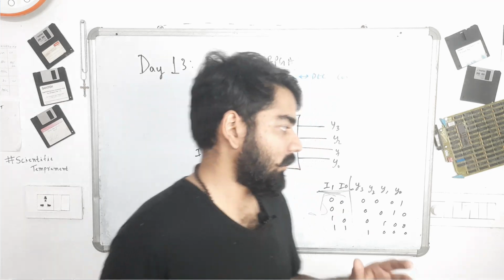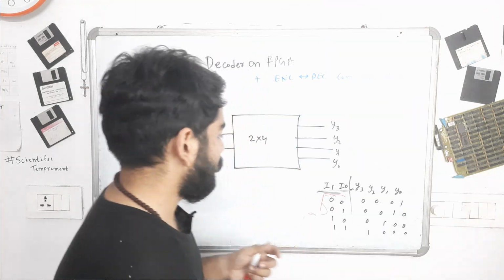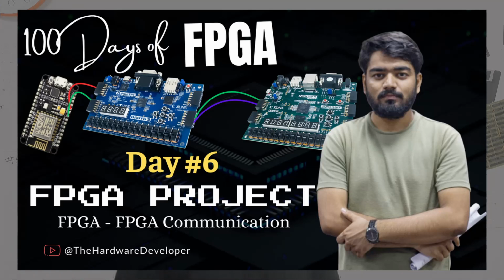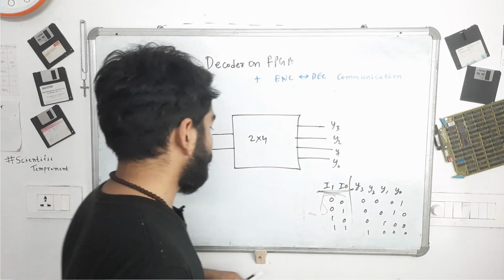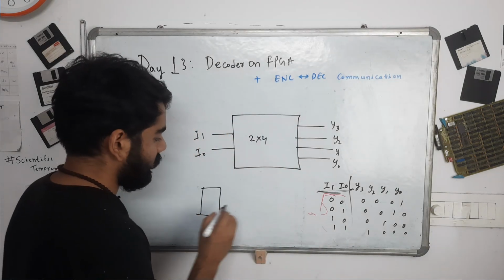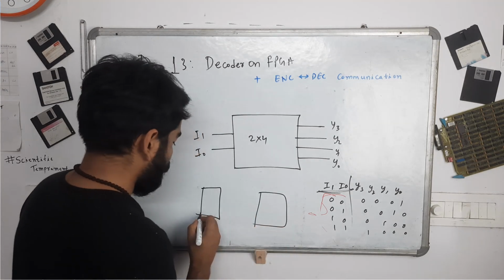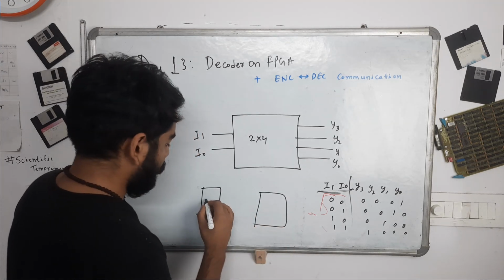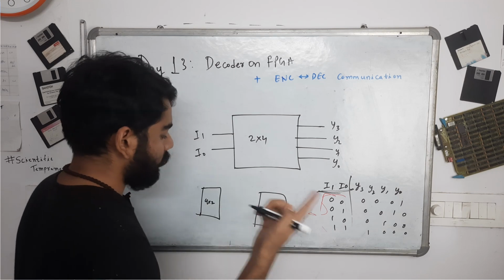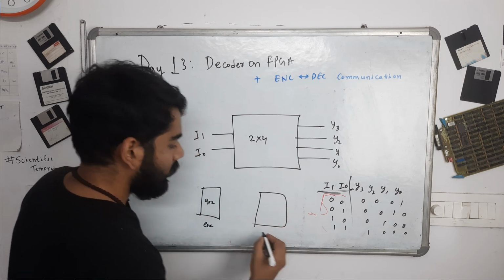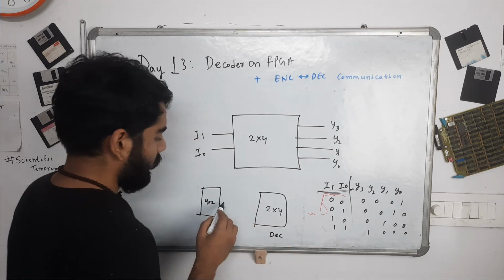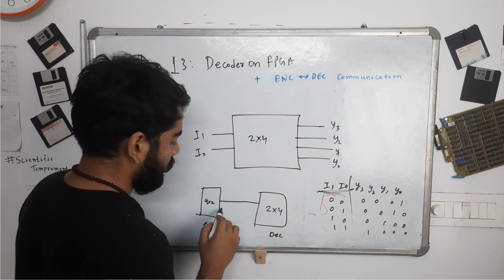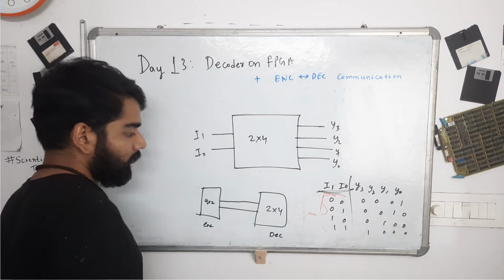I'm going into the encoder decoder connection. Just like in day 6 where we saw the mux demux connection, the encoder decoder connection can also be made in just that way. What we need is two FPGAs. Let's say this one is the 4x2 encoder, and this is the 2x4 decoder. We can have the two outputs here plugged into the two inputs of the decoder.